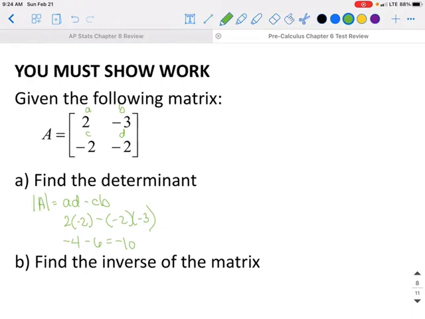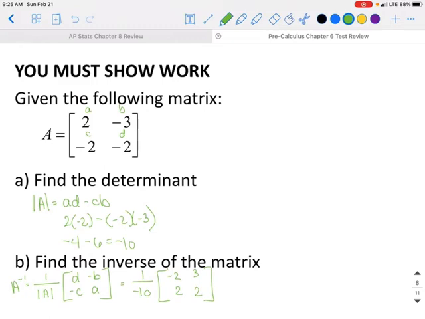To find the inverse matrix, you're going to do 1 over the determinant of your matrix times, what you're going to do in this case is you are going to flip your D and your A, and you're going to change the signs for your B and your C. So we have 1 over negative 10. So our inverse matrix equals this. So 1 over negative 10, we already found the determinant. We're going to switch the values for D and A. And then for B and C, we're just going to change the signs.